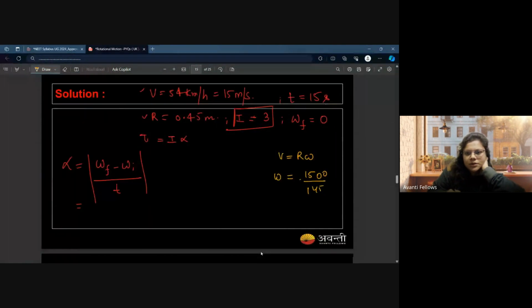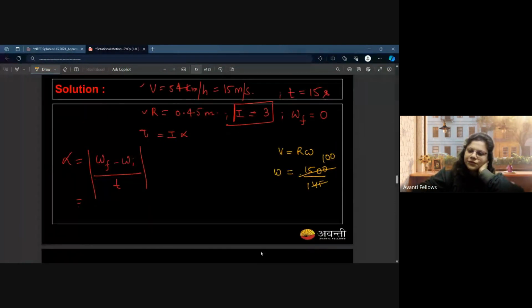It is meter now. So 15, 1 and 15, 3, sir. Put it here. You will get 100 by 3 multiplied by T is 15 second. Right? T is 15 second.